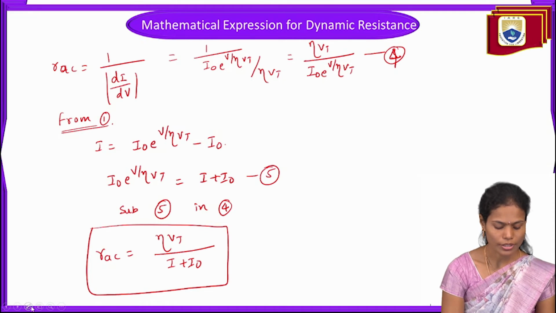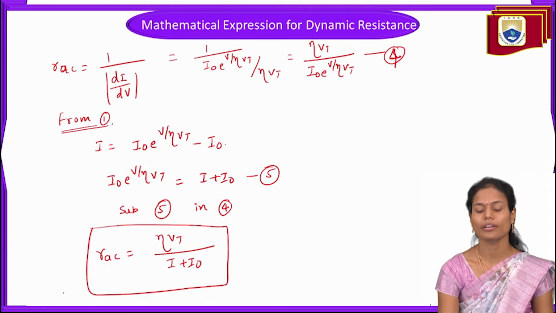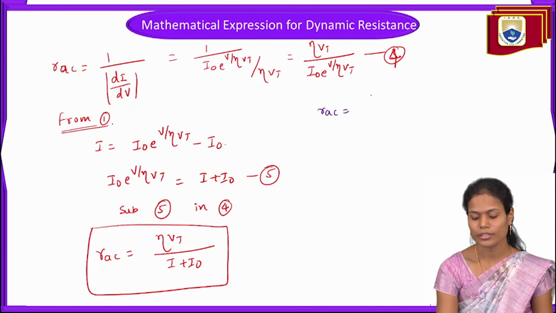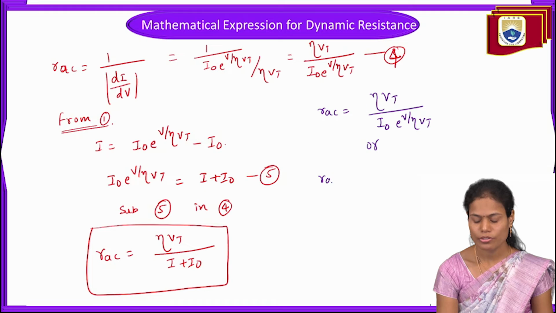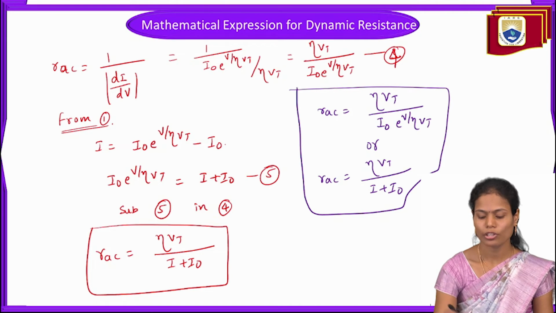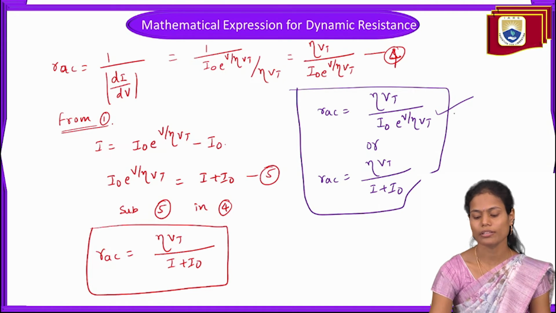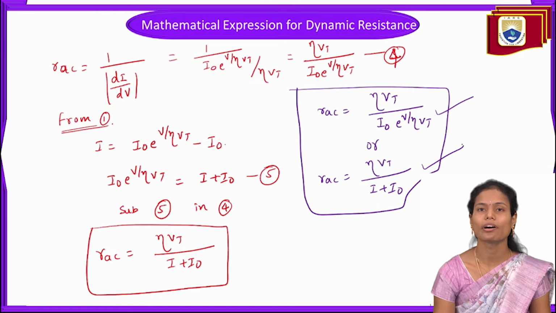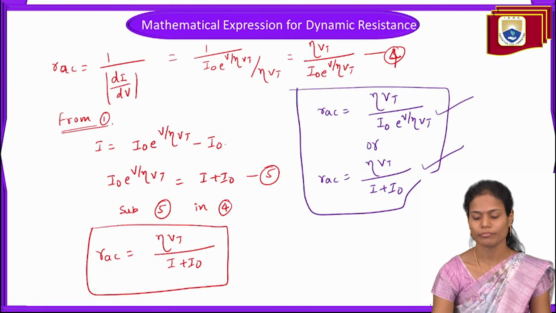To calculate the value of RAC resistance, we can use either eta Vt by I naught e power V by eta Vt, or we can also utilize eta Vt by I plus I naught. Depending upon the given values in the problem, we can utilize either this formula or this formula in order to calculate the dynamic resistance of the diode here. The static resistance we anyway take directly from the diode at one particular point.